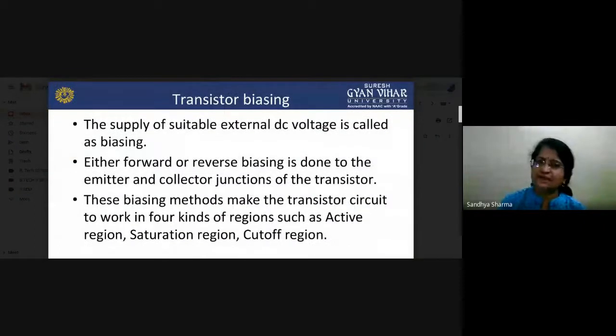Again, we have to discuss the biasing. We have to provide external biasing to our transistor. Either forward or reverse voltage is applied to the emitter and collector junctions. We are saying that the emitter junction should be forward biased and the collector junction should be reverse biased, but any type of biasing can be done. Due to this arrangement of biasing, our transistor will work in three regions: active region, saturation region, and cutoff region.